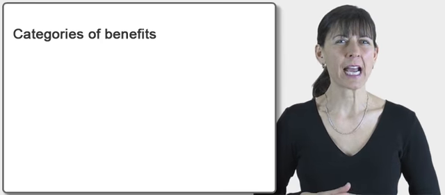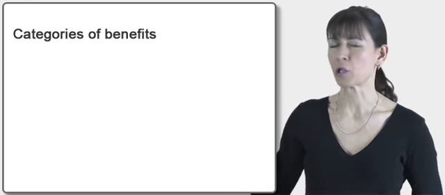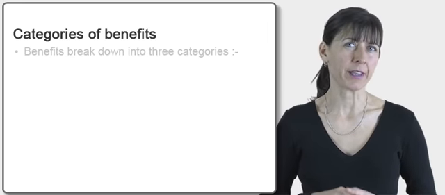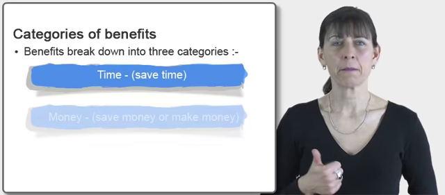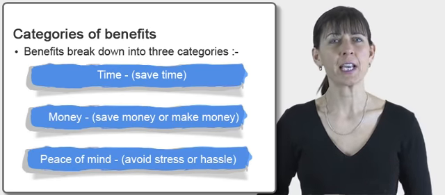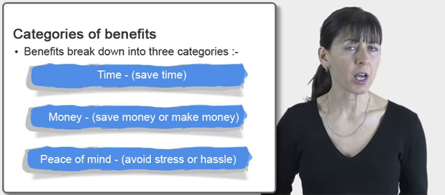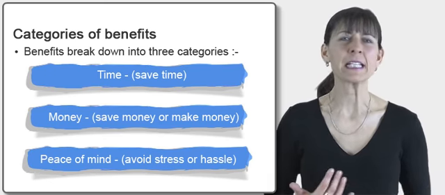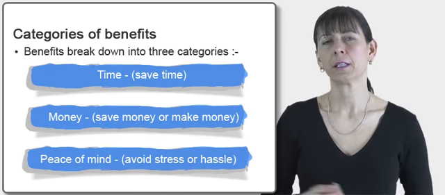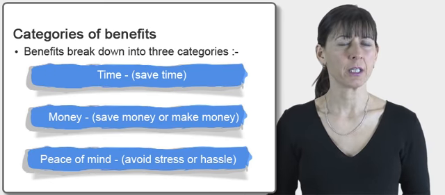So let's look at how benefits can be classified. Here are the categories of benefit. Benefits ultimately come down to three things: time, money and peace of mind. So are we trying to save or increase money? Are we trying to save them time? Or is it something more intangible, about increasing their enjoyment of it, or reducing the hassle or the stress that they perceive?